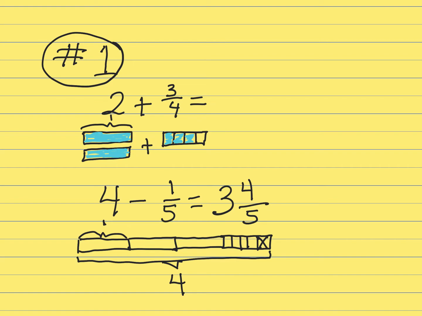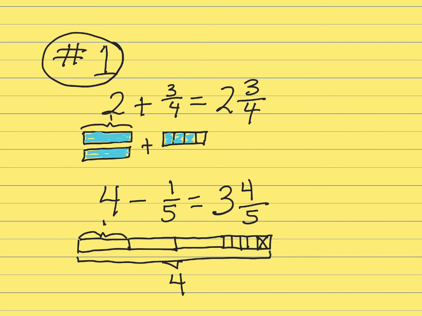Number 1. So here we have 2 candy bars or tape diagrams plus 3/4. So then our answer is together it's 2 3/4. Okay, so we're just doing a tape diagram to show how we add those two together.